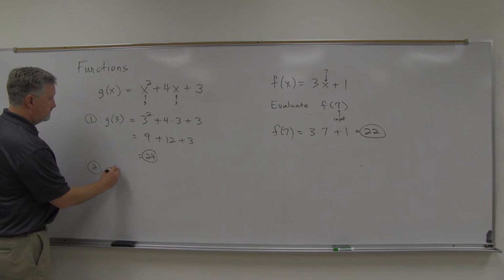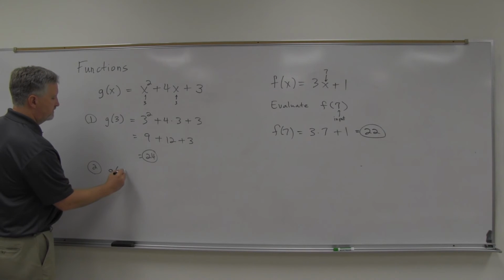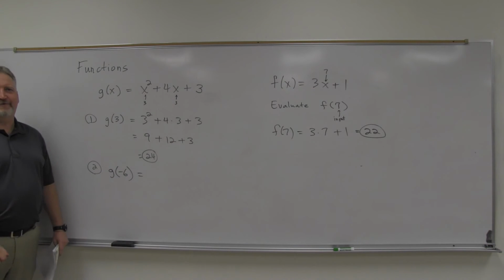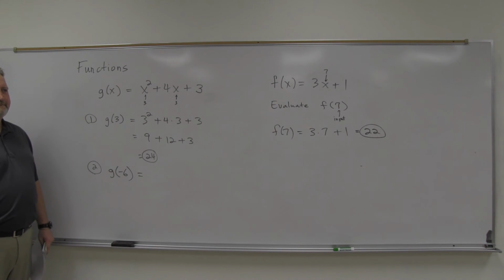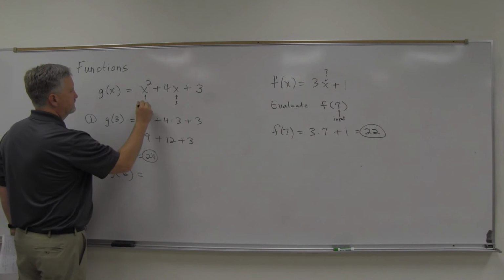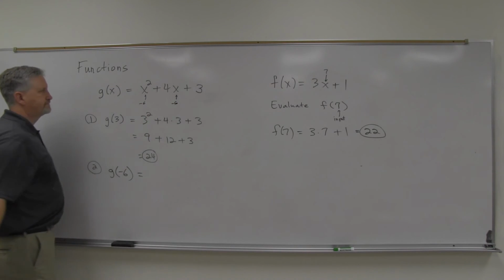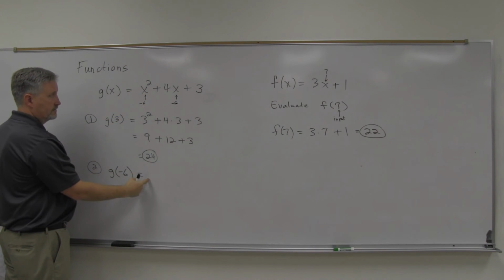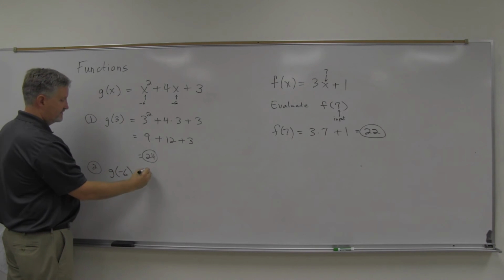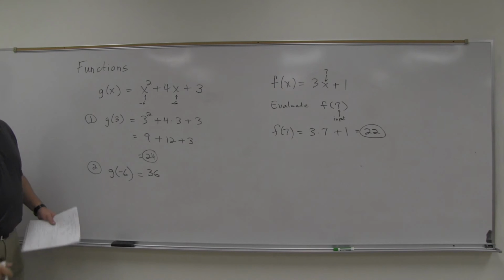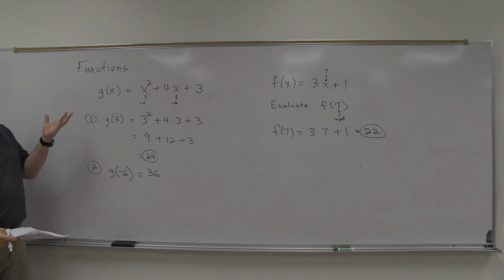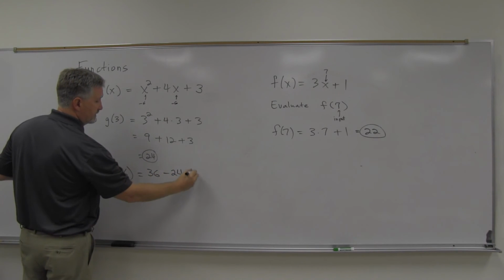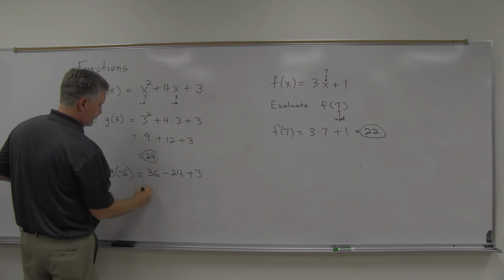What about g of negative 6? Well, just like as always, be careful with your negative signs. I'm plugging in negative 6 here and here. And so what have I got? Negative 6 squared, 36. Negative 6 times negative 6, positive 36. Yeah, just got to watch the sign. Now here I've got 4 times negative 6, it's negative 24, isn't it? And then plus 3, 15? Yes. 15.